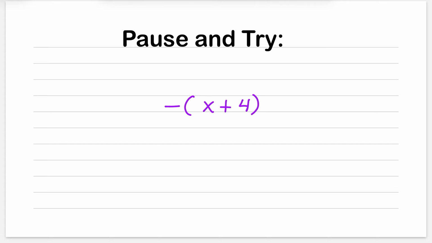I'm going to use the arrow method. I'm going to think of this as -1 times x, so -1x, which is negative x, -1 times 4, which is -4. Really, all it did is change the sign of both terms inside the parentheses. Your answer should be negative x minus 4.